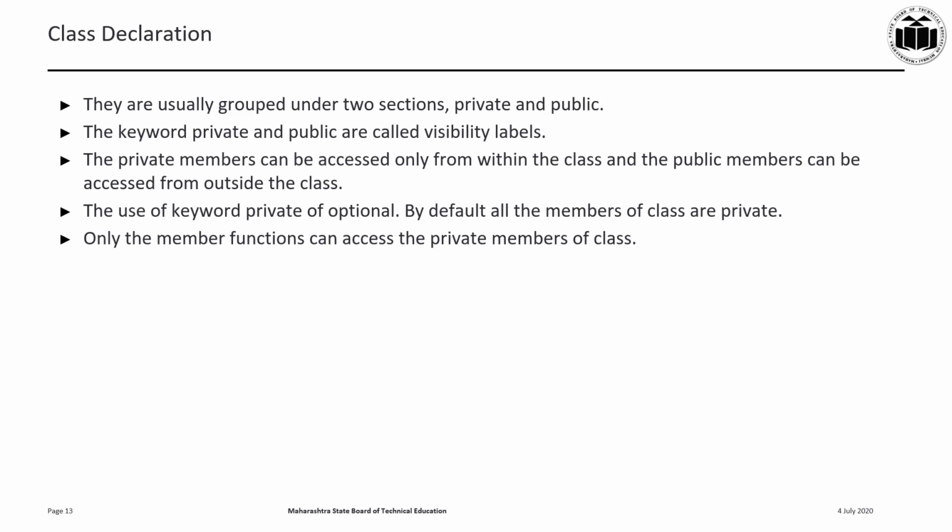So class declaration: class is divided into two parts, private and public. These private and public are called visibility labels in C++. As we already know, we have to maintain the data hiding part. Data hiding, or data abstraction, means that only the important and necessary information is shown to the user, and we hide the background details.